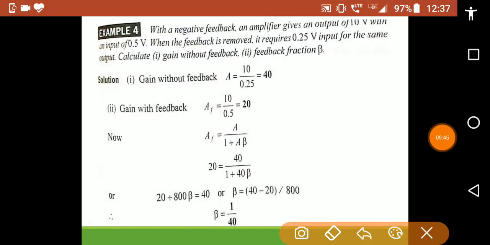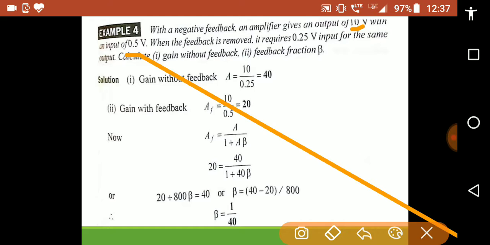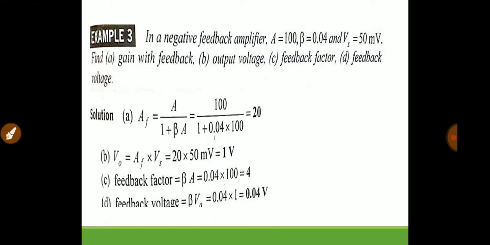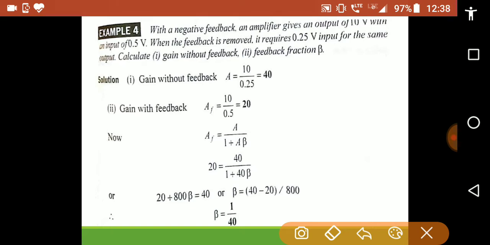So this is the fourth problem. In this question, with the negative feedback, an amplifier gives an output of 10 volt with an input of 0.5 volt. When the feedback is removed, it requires 0.25 volt input for the same output. Then calculate gain without feedback and feedback fraction beta.